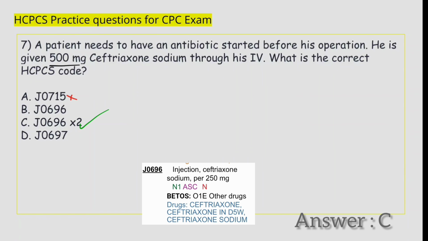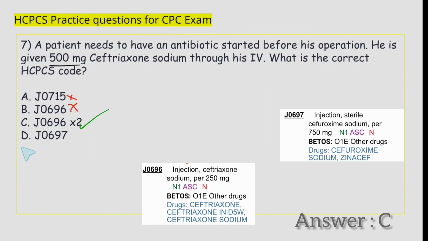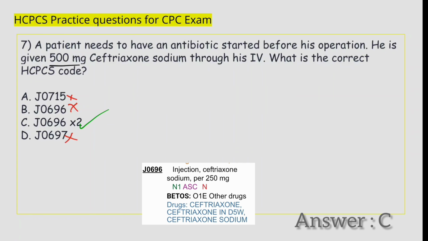We'll eliminate option B because they have mentioned only once. Next, you can also check option D, J0697, which is for injection sterile ceftriaxone sodium. So that is also not matching with the question. So we'll eliminate option D. The right answer is option C.